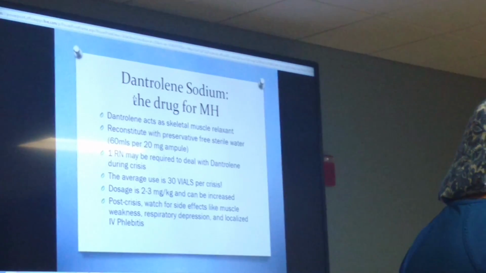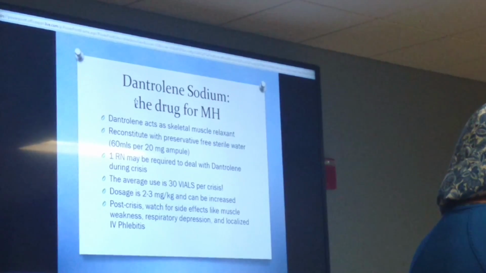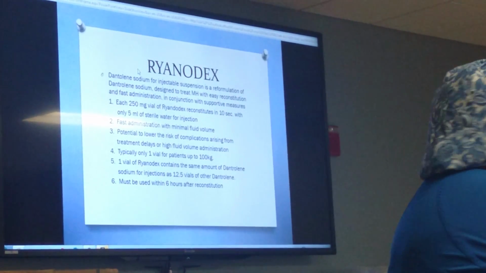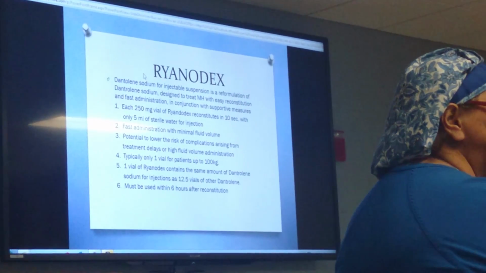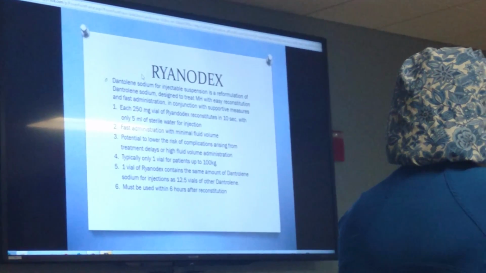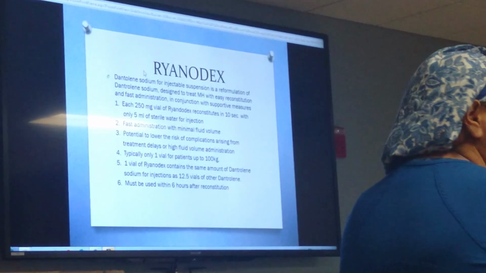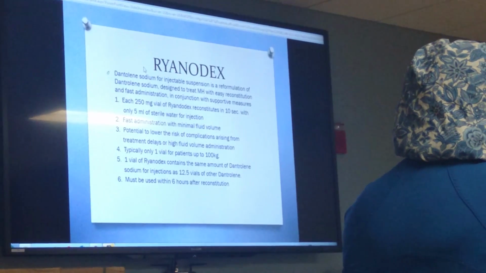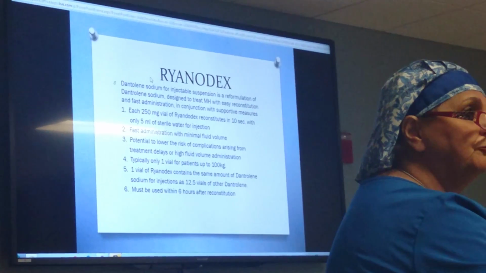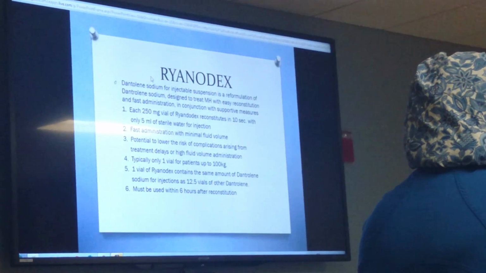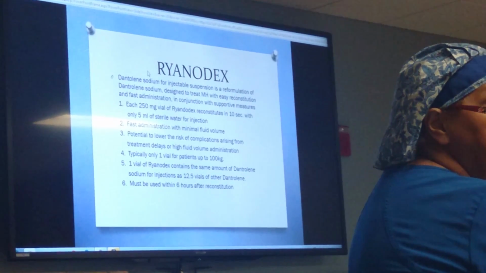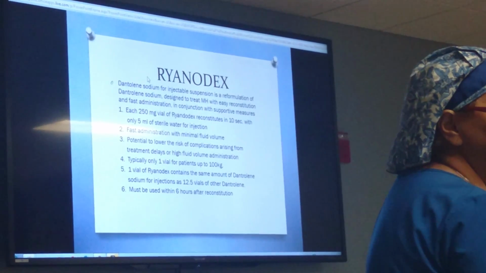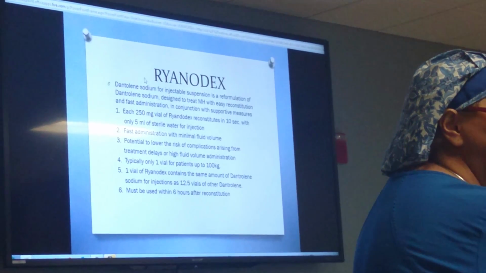This is a new drug on the market. It's called Ryanodex. It's also a dantrolene sodium, and it's injectable. The difference with this is it comes in 250 milligram vials, and it only takes you about 10 seconds to mix it with 5 mLs of water. Isn't that awesome? It's fast administration with minimal fluid volume because you don't want to overload the patient. And we are, in the other instance, fluid overloading the patients because we're giving 60 mLs every single time, as well as every other IV that's going through and the other drugs that are going through.